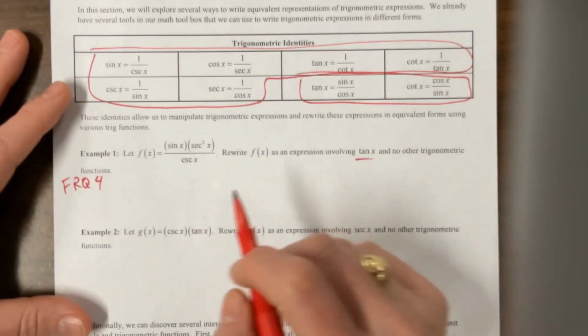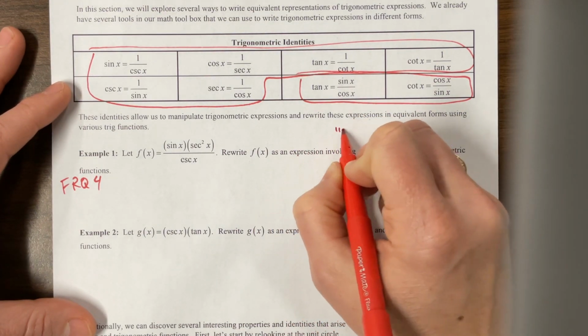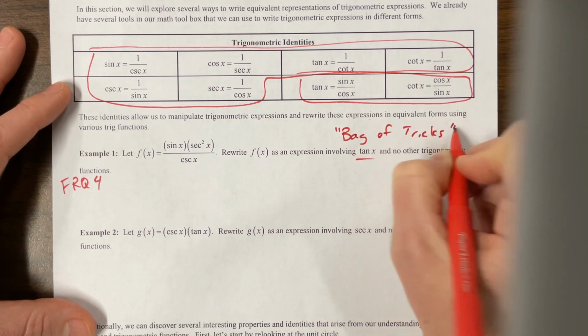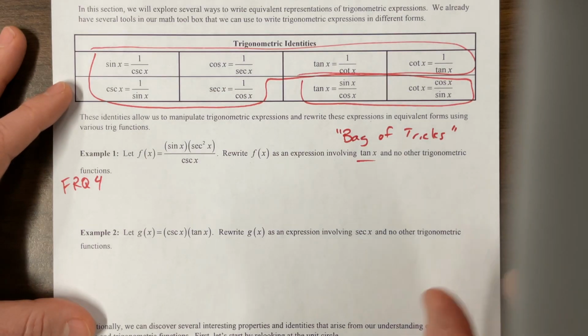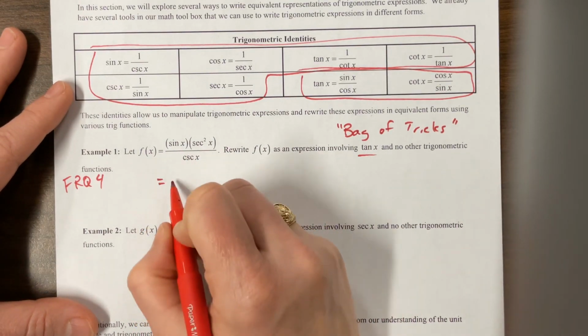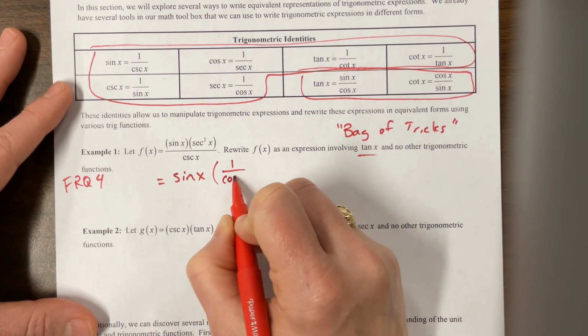One of the strategies that I might do, by the way, if you want to go look up, I have a folder I call Bag of Tricks. I just have a whole list of different strategies that you can try. Go find that video. It's worth watching. Okay, so on this one, I'm going to take everybody and write them in terms of sine or cosine.